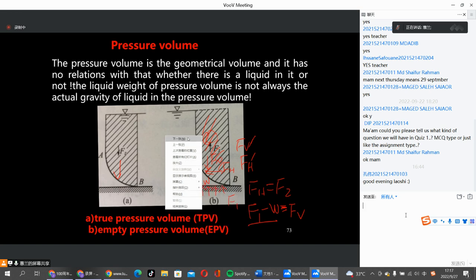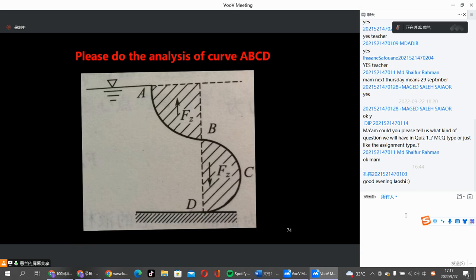And so, can you do the analysis of curve ABCD? Here we have curve AB, BCD, and we need to find its horizontal and vertical components, because you can't find the resulting force directly, right? You can find the horizontal component and the vertical component, and then you can find the magnitude and the direction, right? First, how do we find the horizontal component? The horizontal component should equal the pressure force acting on the vertical projection area. What will be the vertical projection area? It will be A prime D, right? Should be A prime D, right?